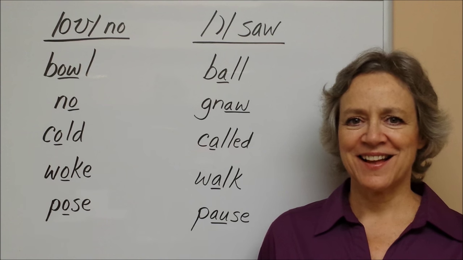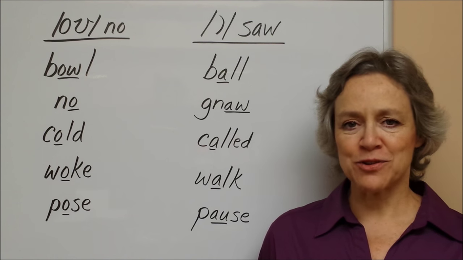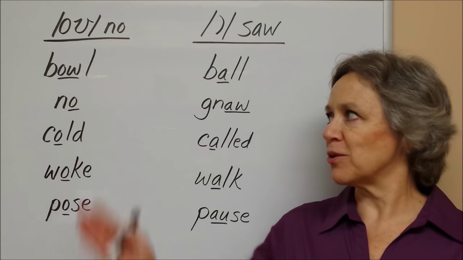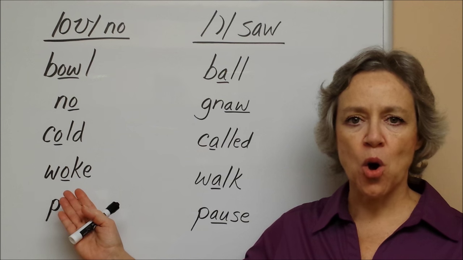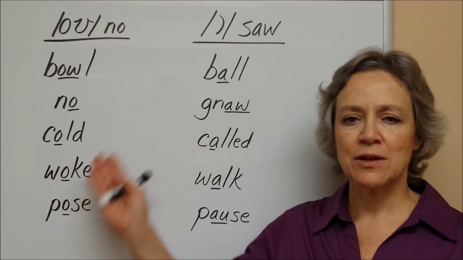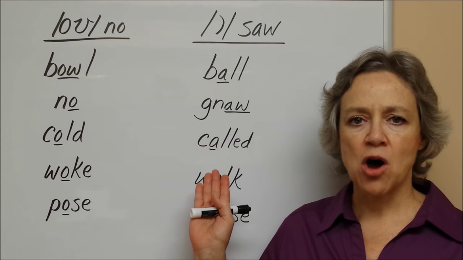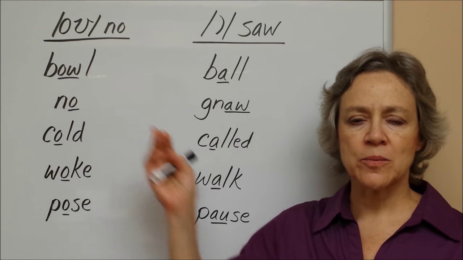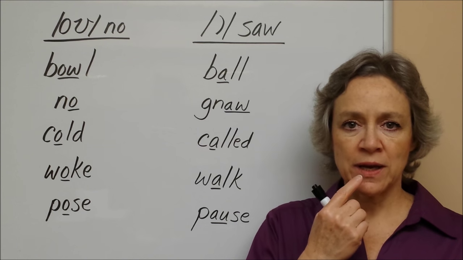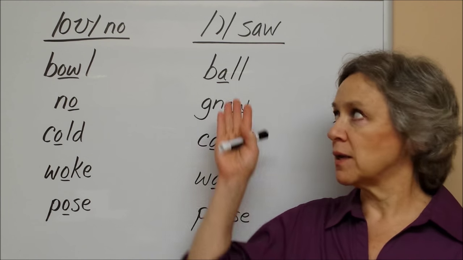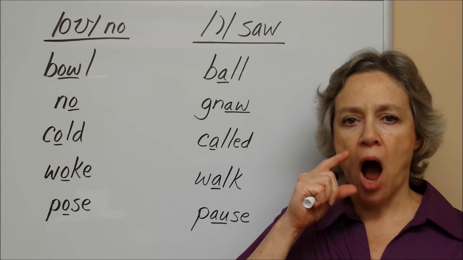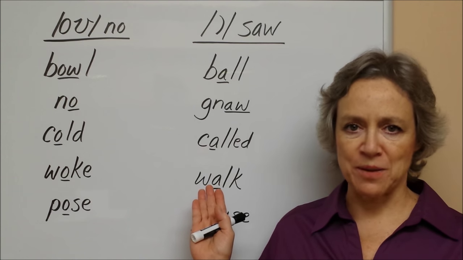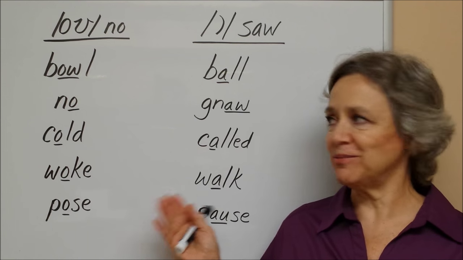No L. Now let's practice saying some similar sounding words that differ only in the sound of the vowel. The words on this side have the O vowel sound. The words on this side have the aw vowel sound. Remember, O has a smaller opening. Aw has a wider opening, a larger opening. Both have rounded lips. Okay, let's try these words.